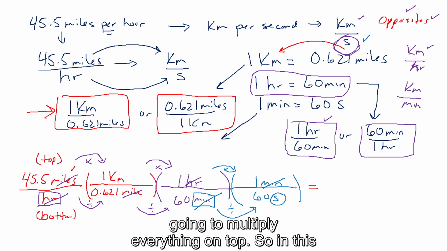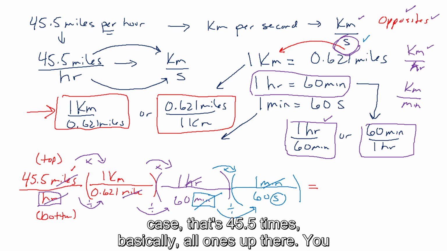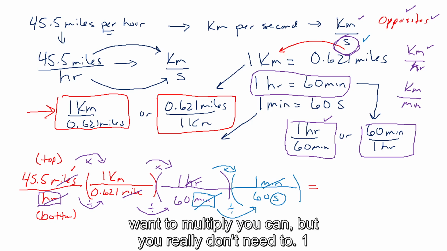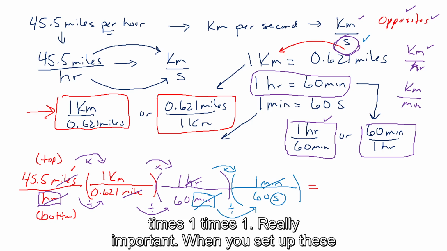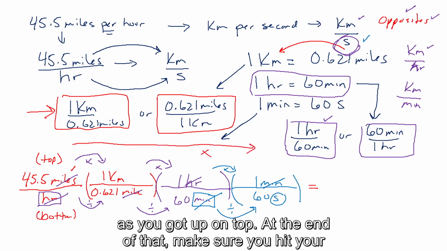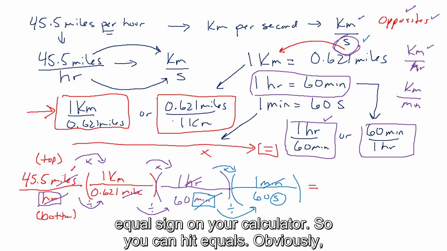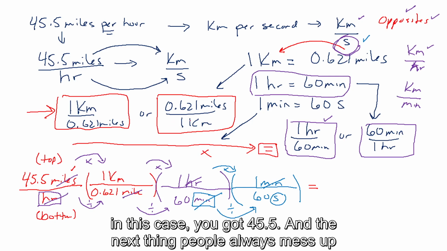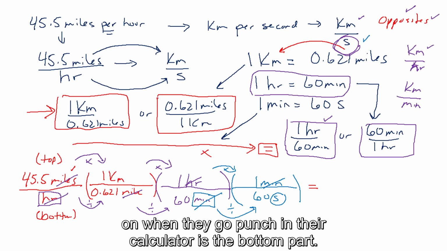I think we're basically again going to multiply everything on top. So in this case, that's 45.5 times basically all ones up there. If you want to multiply, you can, but you really don't need to. 1 times 1 times 1. Really important when you set up these things for dimensional analysis, you can multiply as many numbers as you got up on top. At the end of that, make sure you hit your equal sign on your calculator. So you can hit equals. Obviously, in this case, you got 45.5. The next thing people always mess up on when they go punch in their calculator is the bottom part.